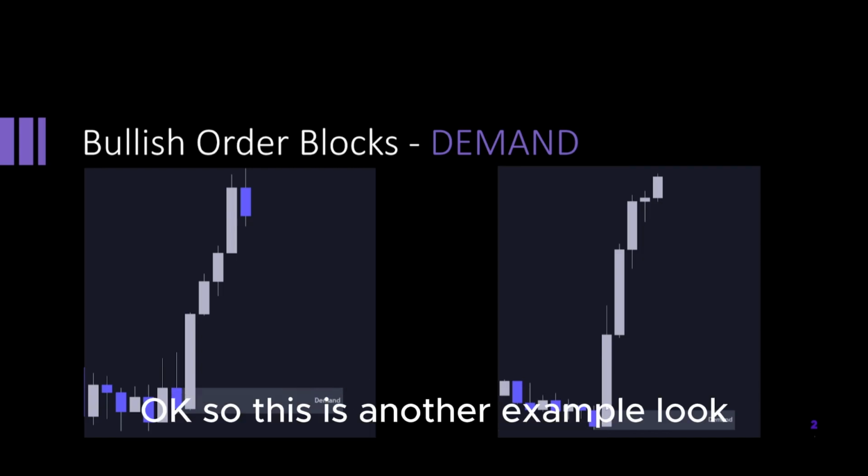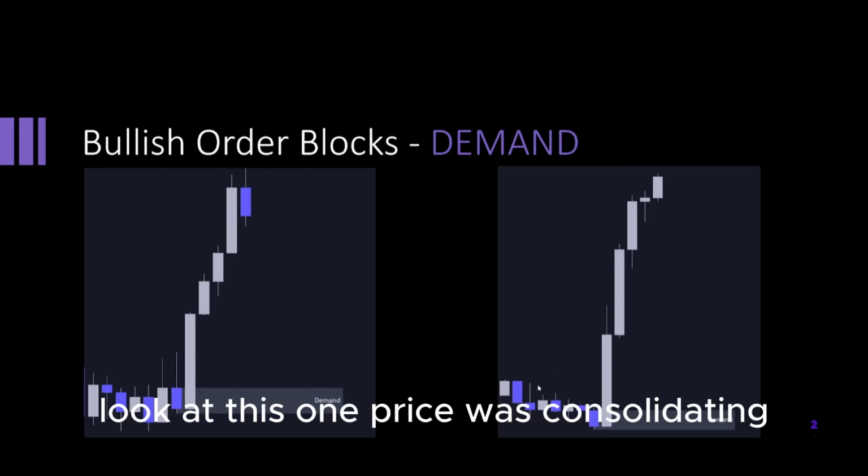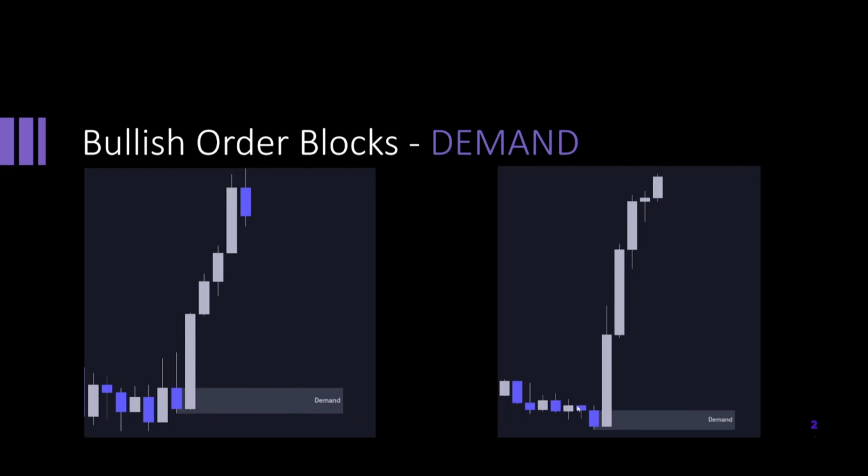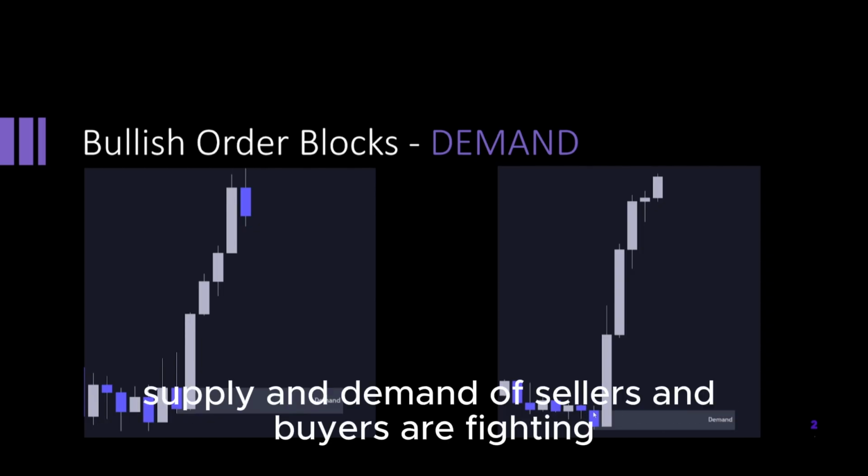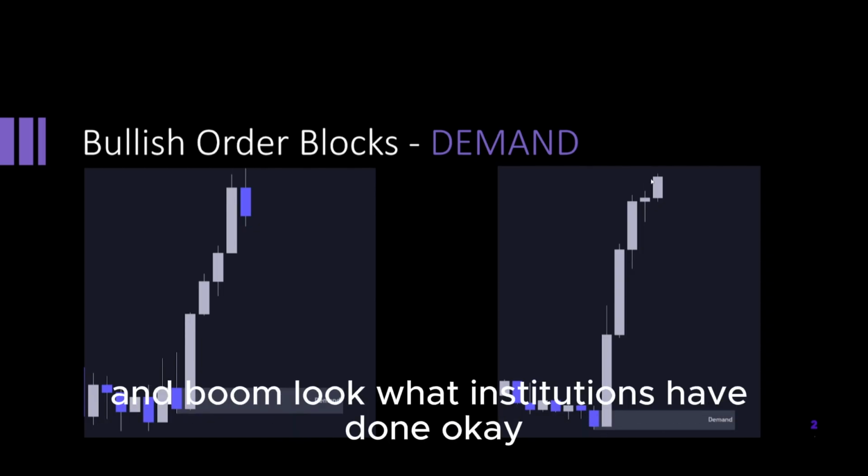So this is another example. Look at this, price was consolidating, sellers and buyers were fighting, and boom, look what institutions have done.